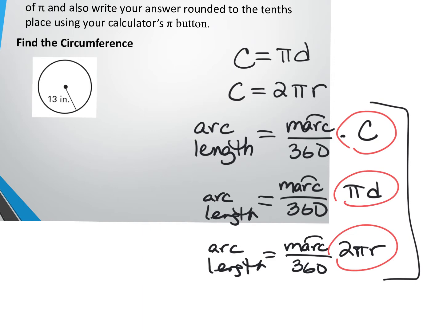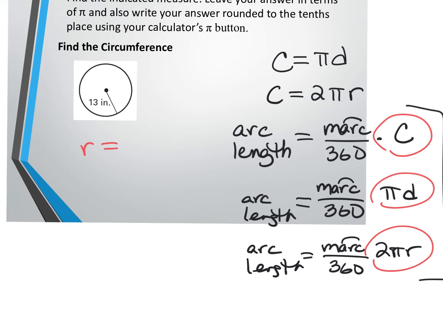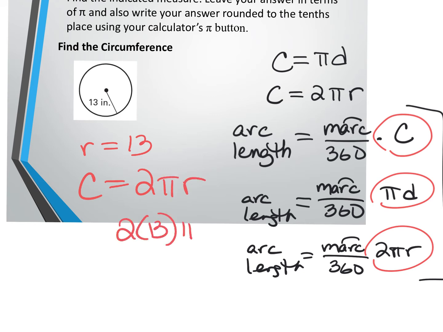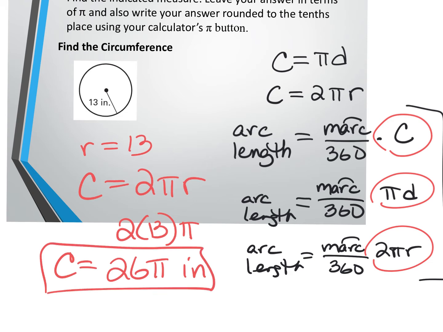Now, for this example here, when I did the warm-up before, I did it both ways. I did it leaving it in terms of pi and using the pi button. But for tomorrow's quiz, you're going to leave it in terms of pi. So all I'm going to do here, 13 is my radius, so I'm going to plug it into the formula, 2 pi r. All I have to do is multiply 13 times 2 and leave the pi symbol. Don't forget the units. Circumference is whatever the units are as they are. No square on circumference. So that would be the answer to this question, left in terms of pi.